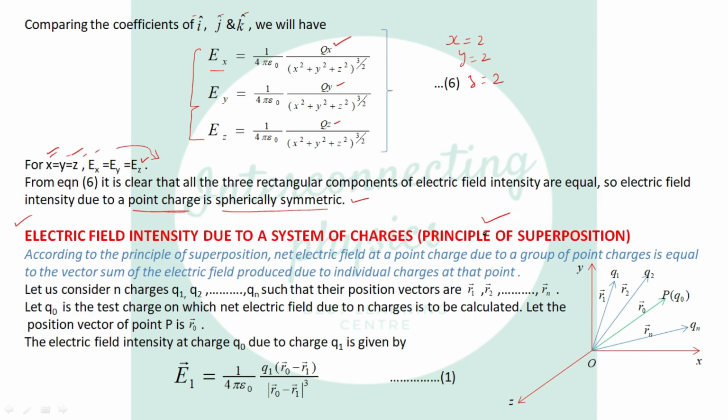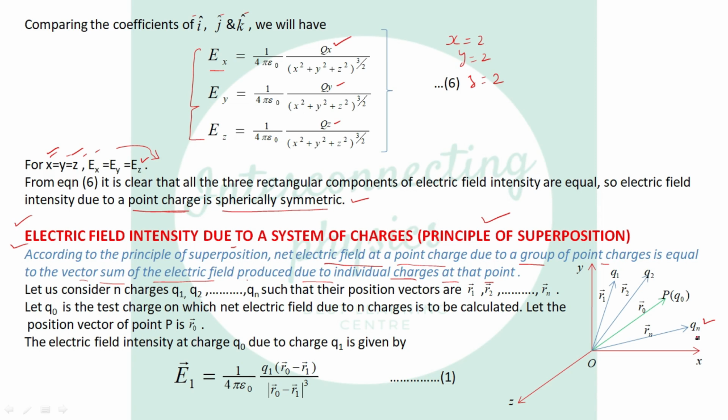If you want to know about the principle of superposition of Coulomb's law, then hit the I button and watch that video. Now, according to the principle of superposition, the net electric field at a point due to a group of point charges is equal to the vector sum of the electric field intensities produced due to individual charges at that point. So for this, we have a coordinate system O, X, Y, Z, and we have a number of charges Q1, Q2, up to Qn.